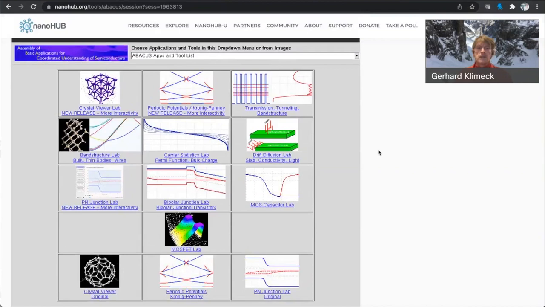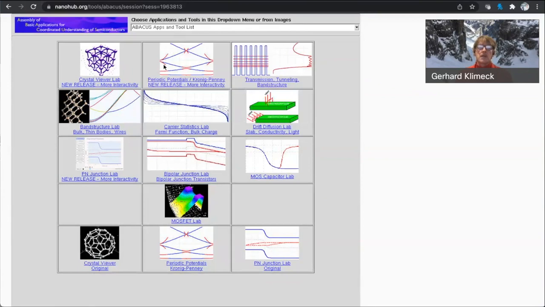And as I mentioned, it's an assembly of different tools that you might use throughout your semester when you're teaching semiconductors. So here's a graphical representation of what is an ABACUS. So we have crystals, we have band structure, periodic potential lab. We can show how band structure emerges out of transmission coefficients, bulk band structure or a thin body band structure. There's a carrier statistics lab. Today, I'll be talking about the Drift-Diffusion-Lab. And I already presented PN Junction Lab. And next week I'll be presenting the Bipolar Junction Lab and subsequently the MOS Capacitor Lab and the MOSFET Lab. So today I want to focus here on this Drift-Diffusion Lab.